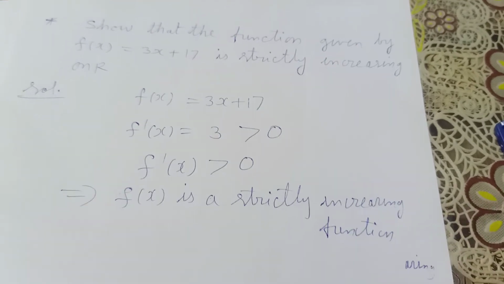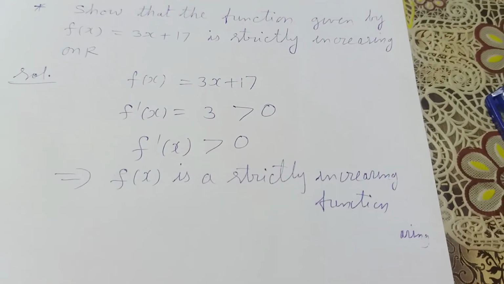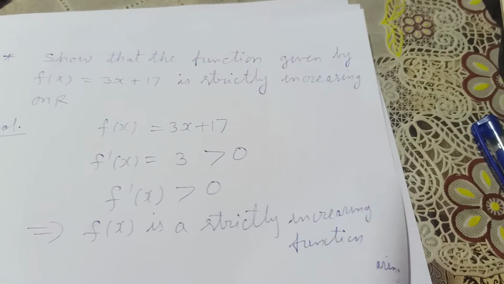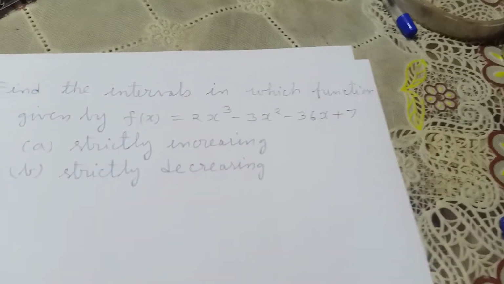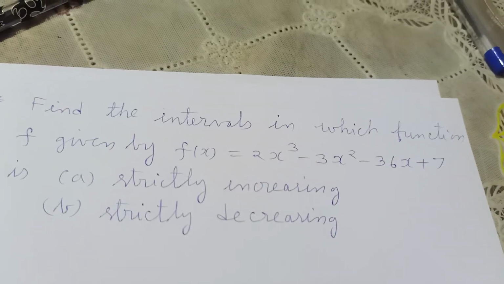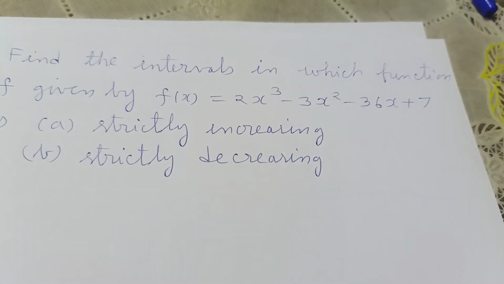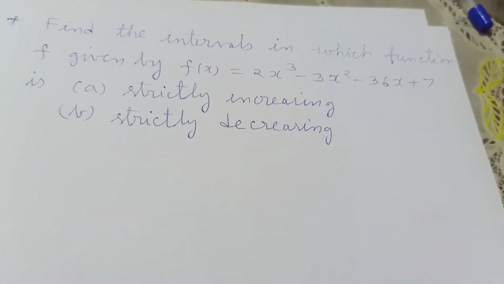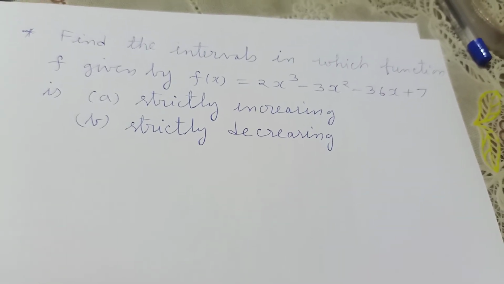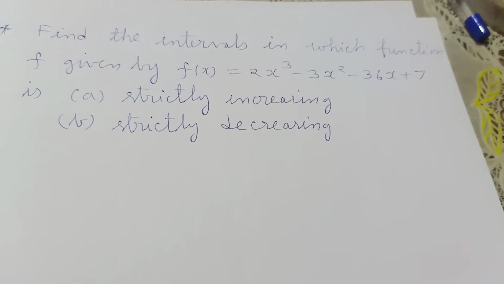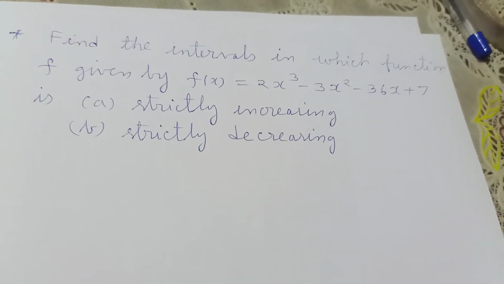So it is a very simple problem. Now the next problem is: find the intervals in which the function f given by f(x) equals 2x cube minus 3x square minus 36x plus 7 is strictly increasing and strictly decreasing. Okay, now we will find the intervals of the function.